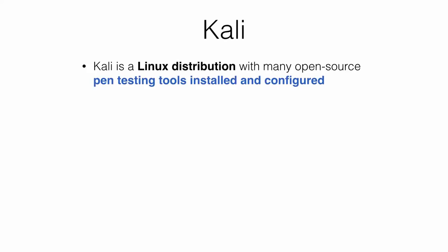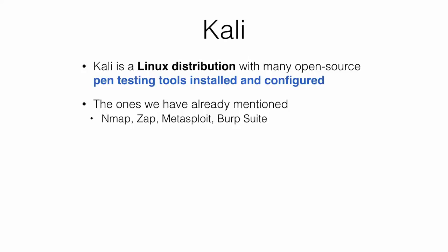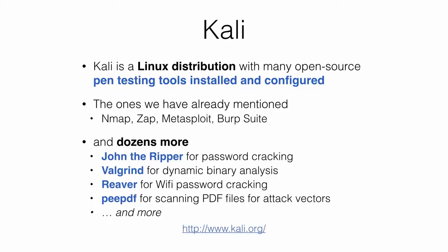Kali is a Linux distribution with many open source pen testing tools installed and configured. These include the ones we have already mentioned, Nmap, Zap, Metasploit, and the Burp Suite, and dozens of other ones, such as John the Ripper for password cracking, Valgrind for dynamic binary analysis, Reaver for Wi-Fi password cracking, PeepDF for scanning PDF files for attack vectors, and many more. Overall, there are many pen testing tools that are available, all in different levels of use, and many of them are installed on this Kali distribution. As I mentioned earlier in this unit, sektools.org gives a comprehensive list.